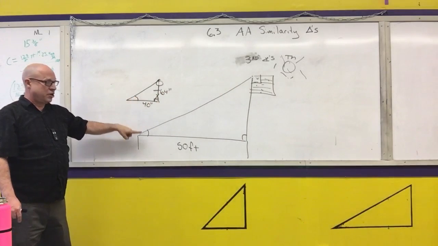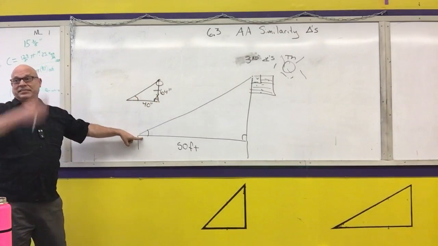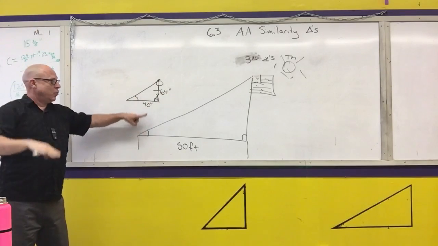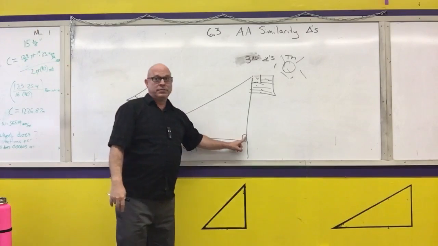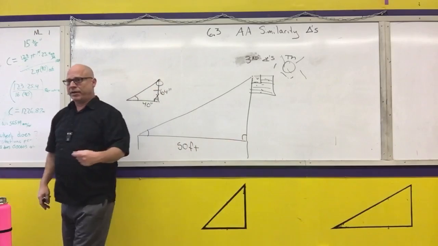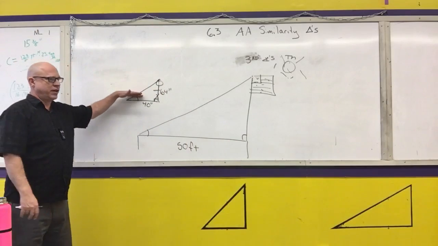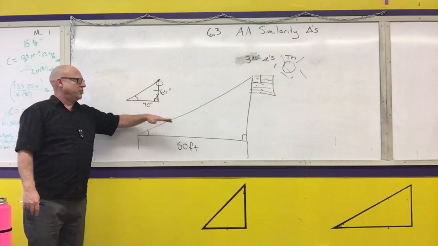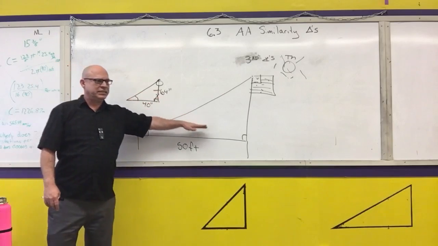Well, hey, that angle is congruent to this one because the sun is at the same angle in the sky for both of them. We know that all right angles are congruent. And based off our angle-angle similarity postulate, we know that this triangle is similar to this one. So these sides have to be proportional to these sides.